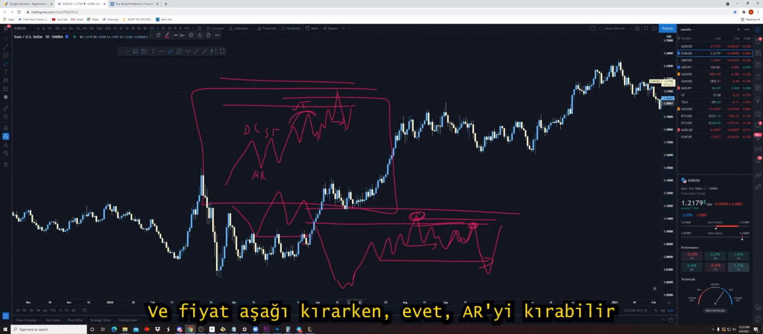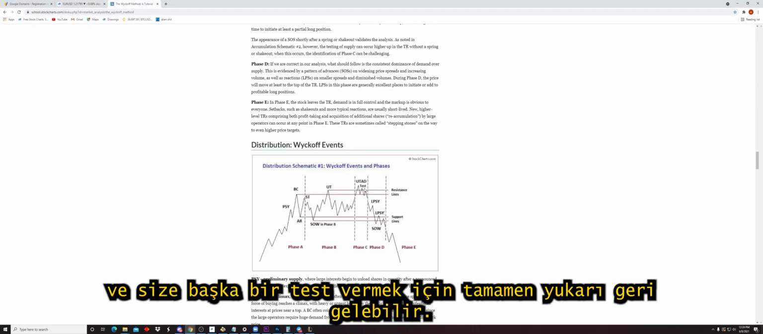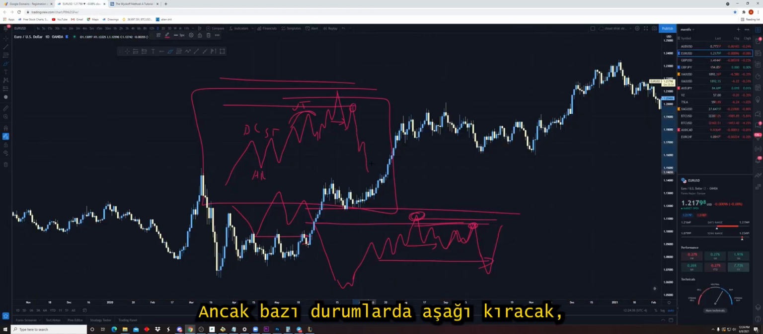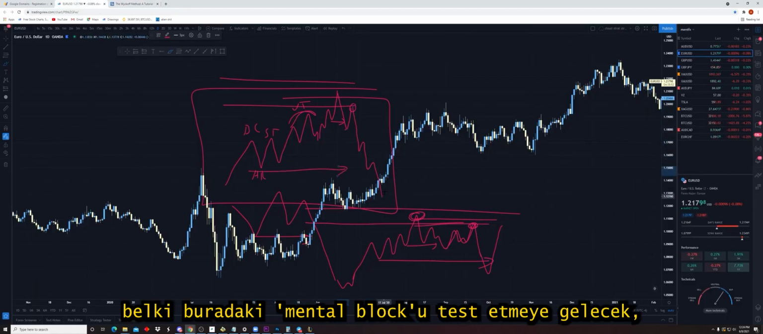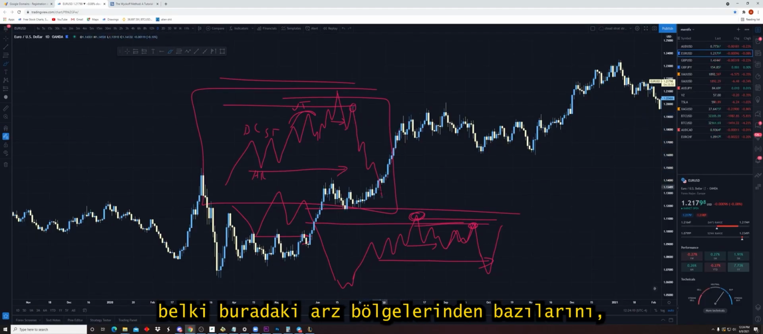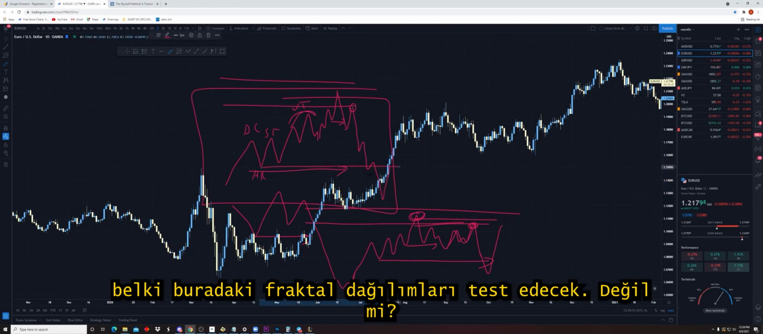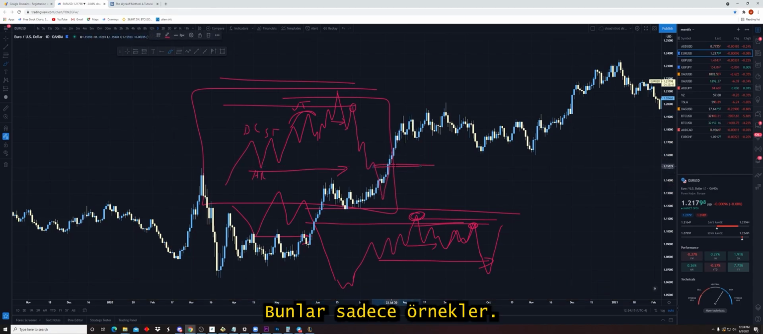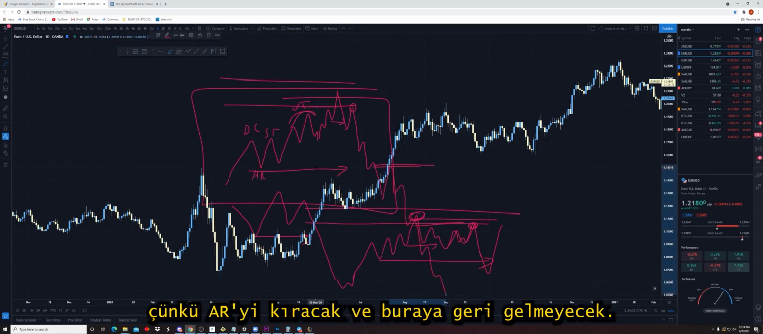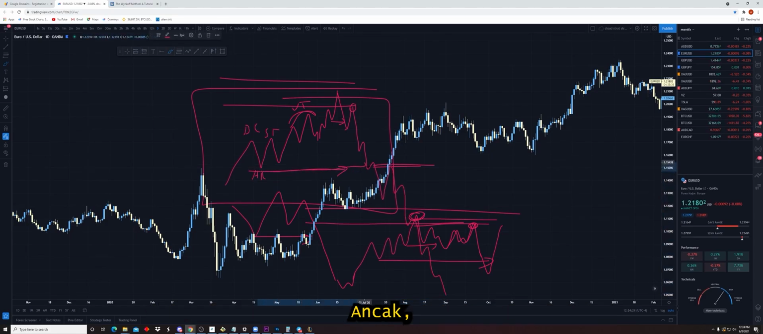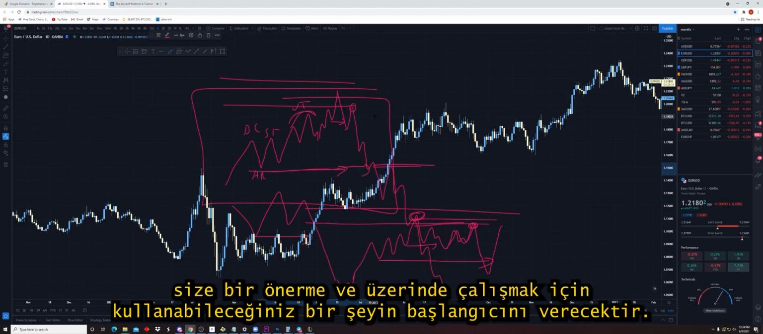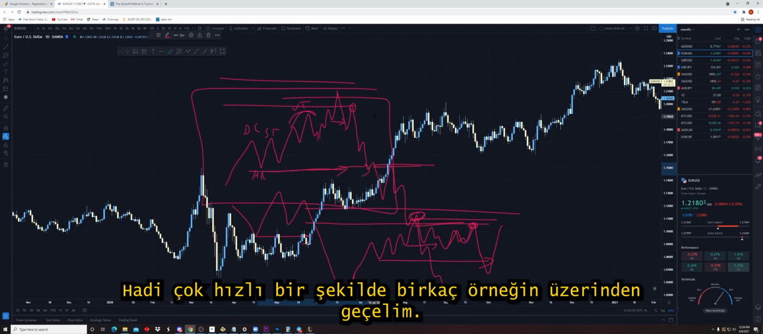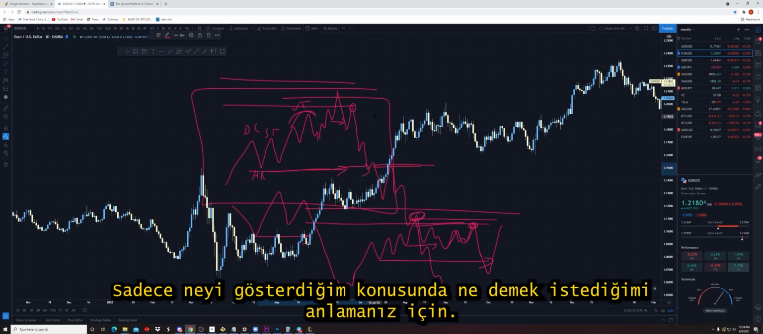So you can already look for the tests, right? Just like this, the tests before the breaks of the sign of weakness and the AR down. And then as price breaks down, yes, it might break the AR and then come all the way back up to give you another test. But in some cases, it's going to break down, maybe come test the MentFX block here, maybe come test some of the supply zones in here, maybe fractal distributions inside of here, right? These are just examples. And then it'll have the markdown. And if you are someone that's new, you will miss this trade because it will break the AR and it will not come back up here. However, it's going to give you a premise and a beginning of something that you can use to work with.